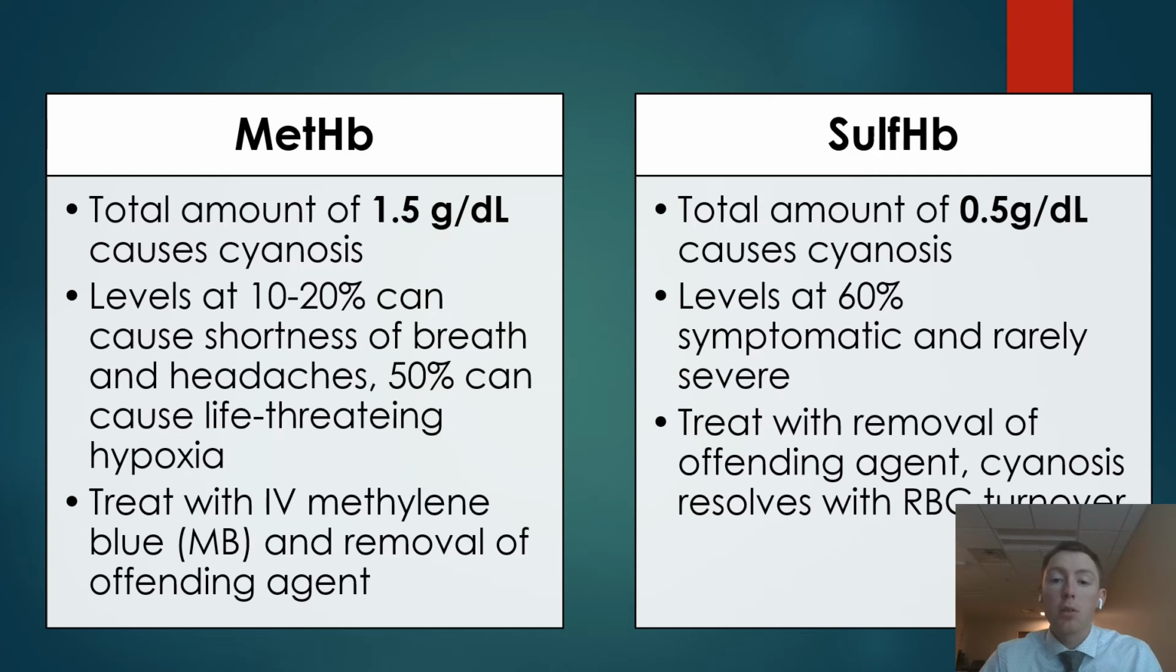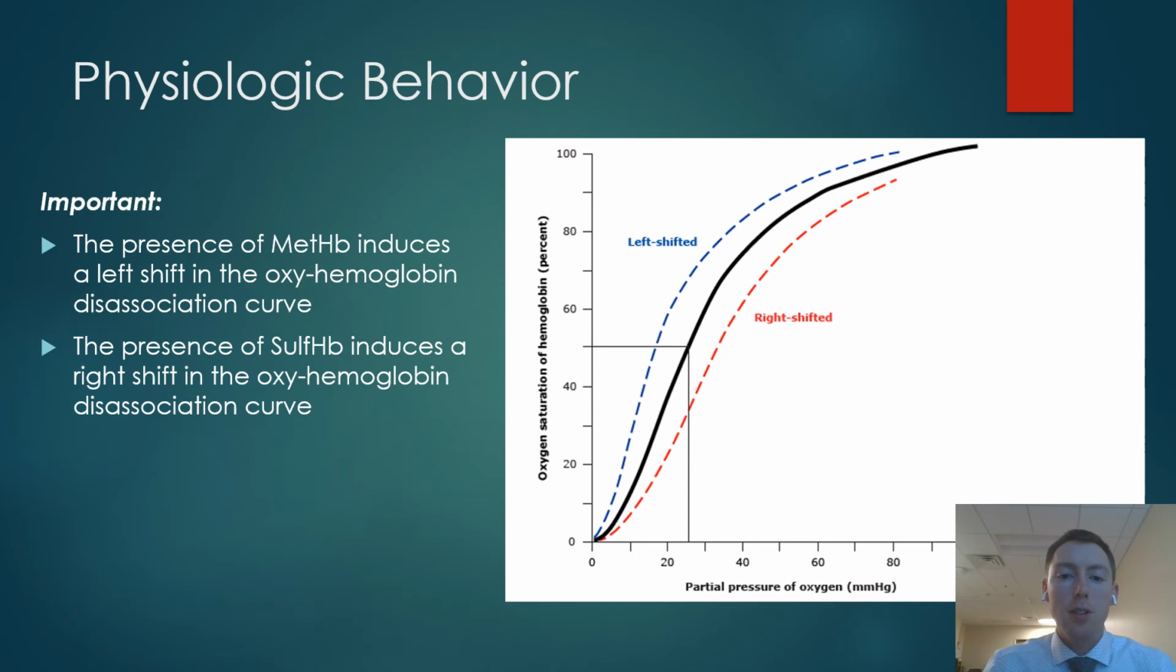The treatment is also different because methemoglobin is treated with methylene blue, while sulfhemoglobinemia is treated with supportive care and the cyanosis will resolve with red blood cell turnover. So to understand the distinctness of the clinical presentation of these disorders, it's important to go and understand the biochemistry of the hemoglobin dissociation curve.